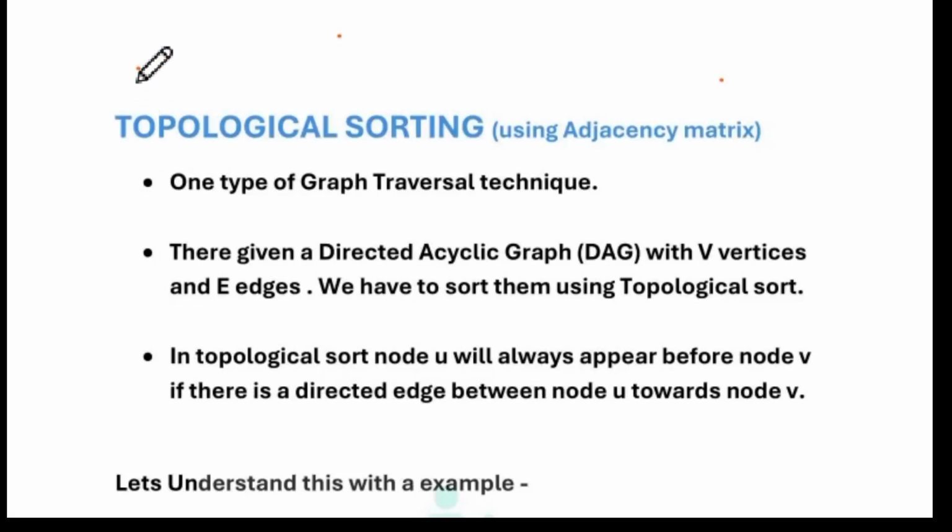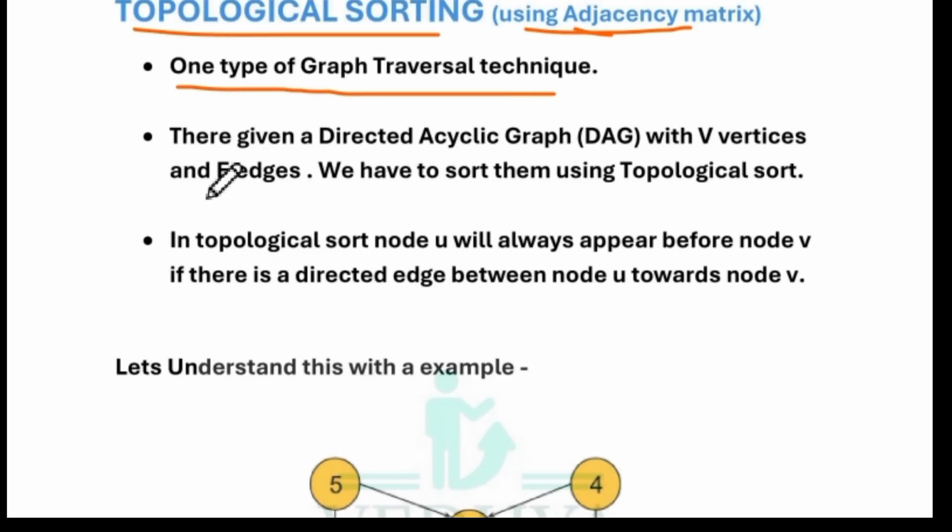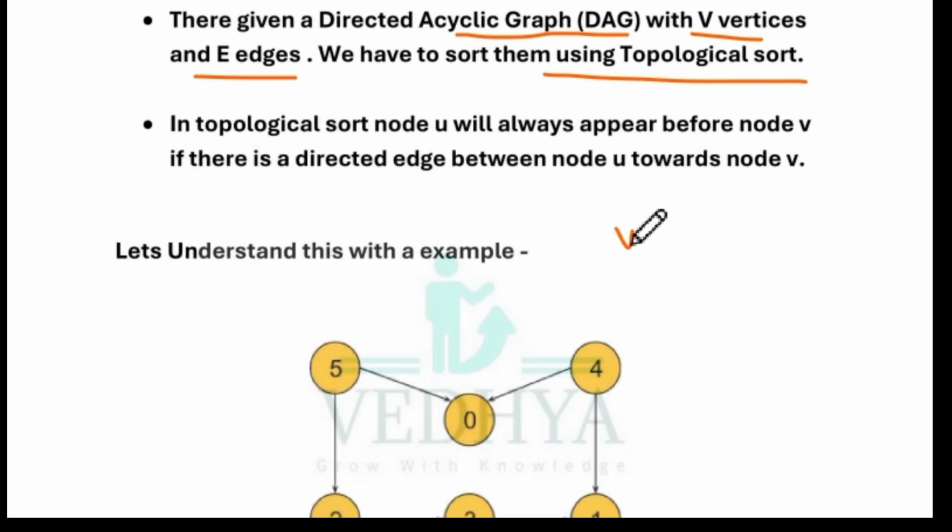Friends, today our topic is topological sorting using adjacency matrix. First of all, this is one type of graph traversal technique. We have to traverse all the vertices of the graph and sort them using adjacency matrix. Given a directed acyclic graph with V vertices and E edges, we have to sort them using topological sort.